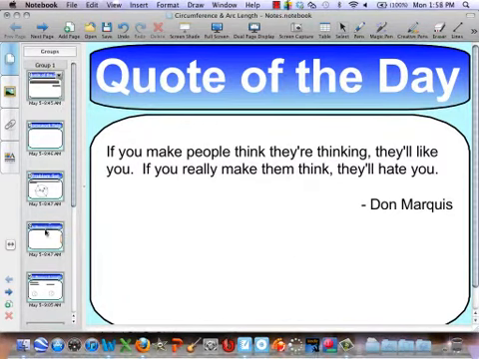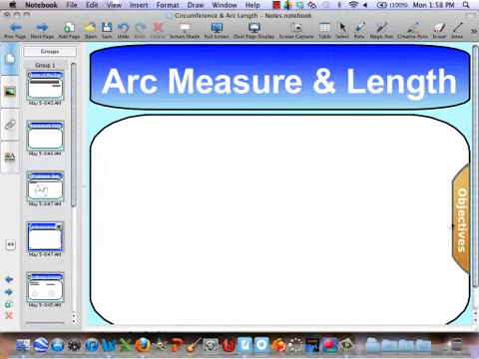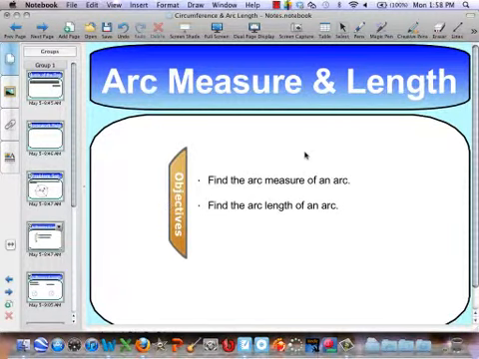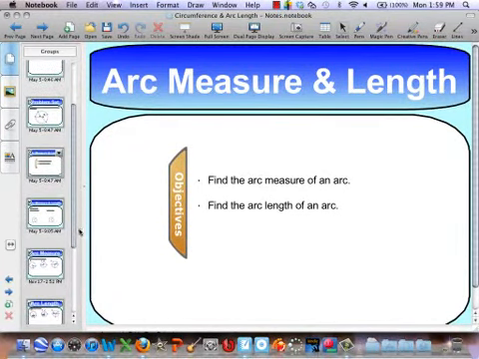All right, so looking at our objectives for today, pretty straightforward. Just find the measure of an arc, find the measure of its length. So let's go ahead and define these fairly quickly. It says find the arc measure of an arc, find the arc length of an arc.